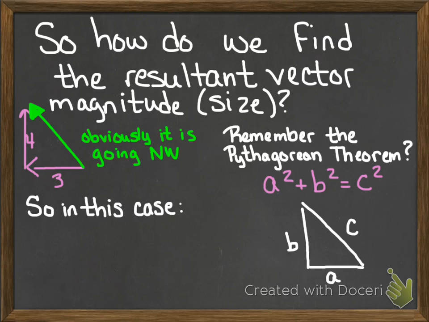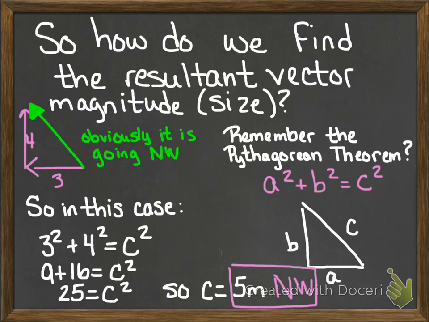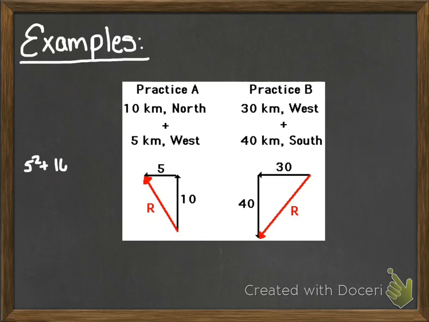In our example, we're going to have 3 squared plus 4 squared equals c squared. That's 9 plus 16 equals c squared. And that gives you a total of 25 equals c squared. So c is going to equal 5 meters. And again, it's a vector, so we have to have a direction. So it's 5 meters northwest. And that's the solution for that. Let's look at a couple of examples.